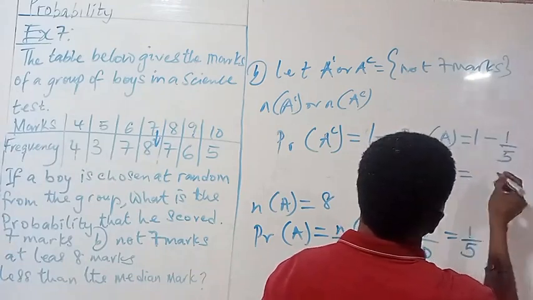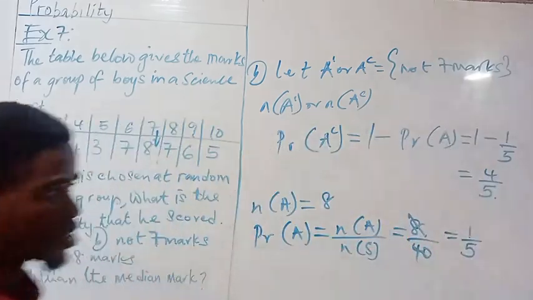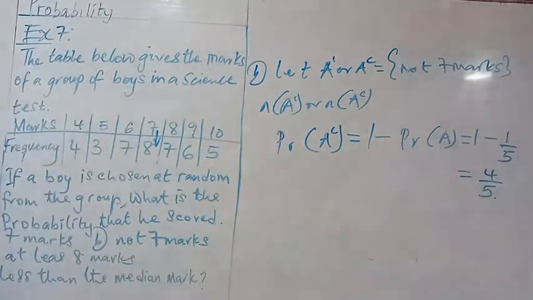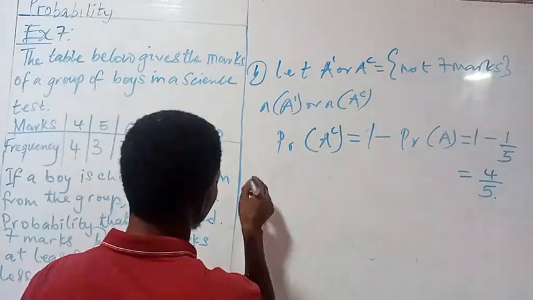So when you find this one, you are going to have 4 over 5. So that is the probability of non-7 marks. Okay? That is non-7 marks. Then the next one is what? At least 8 marks.